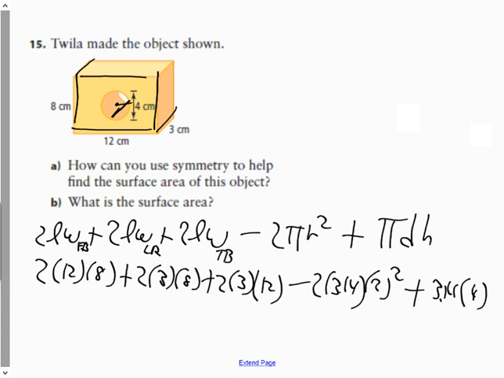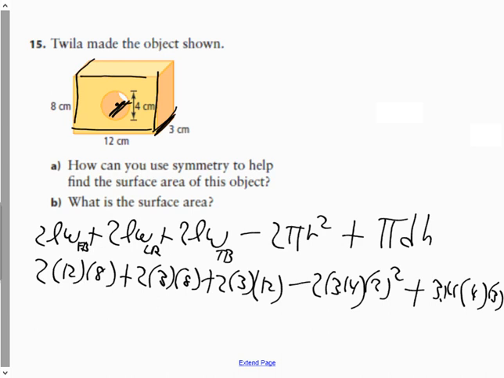Now the height is interesting because the height is actually this distance here, which is actually this distance here, which is going to be 3. So the height of that cylinder inside that thing is actually the same measurement as this, and we've got to kind of visualize it going that way. That would be the height of it.